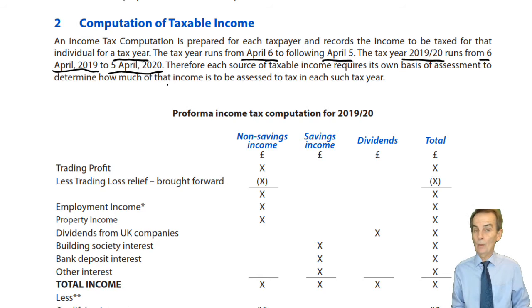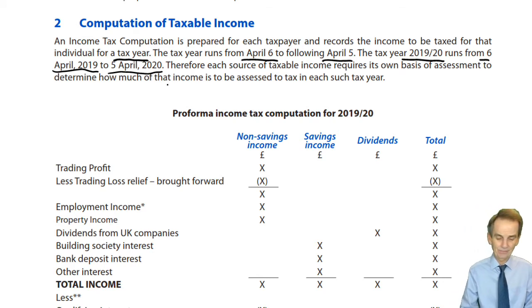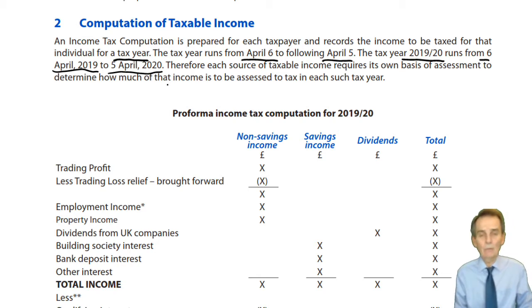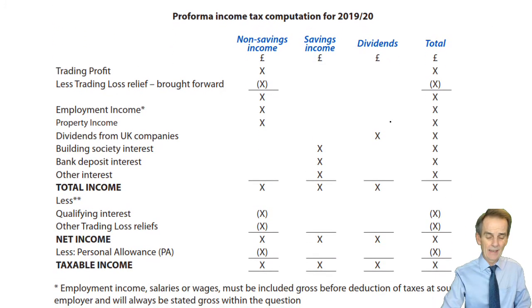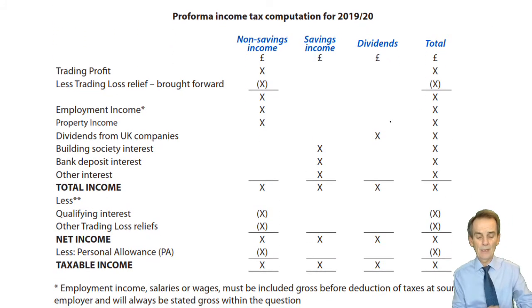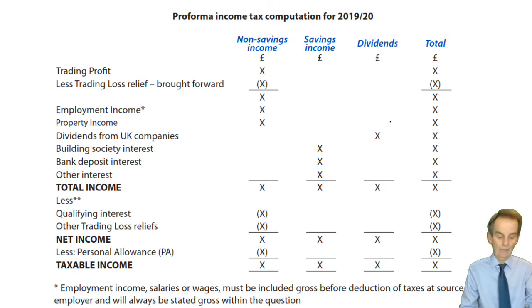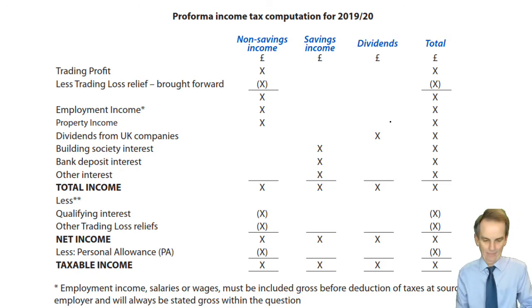The principal one where it isn't, and it gets a little bit trickier, is the trading profits of the self-employed. But that's for later in our studies. So we need to determine a basis of assessment for each source of taxable income and then include those sources on here, as we see it, our pro forma income tax computation. Now here for the 2019/20 tax year, what are we suggesting we might have? Well, basically here, everything. We've got everything you could possibly see.